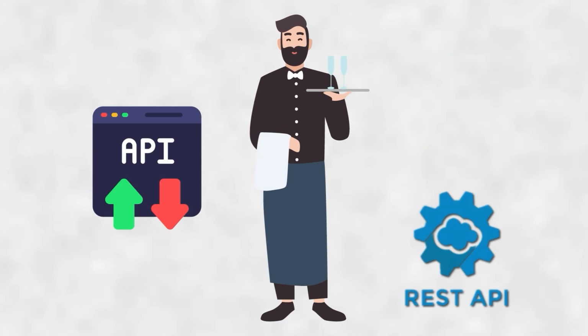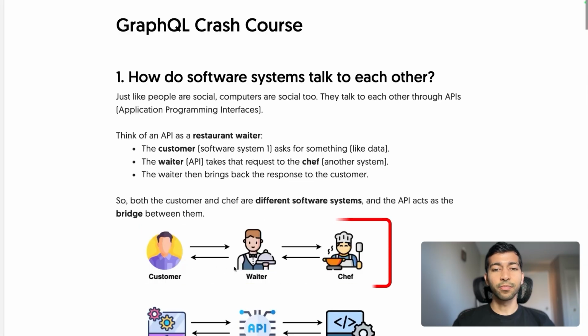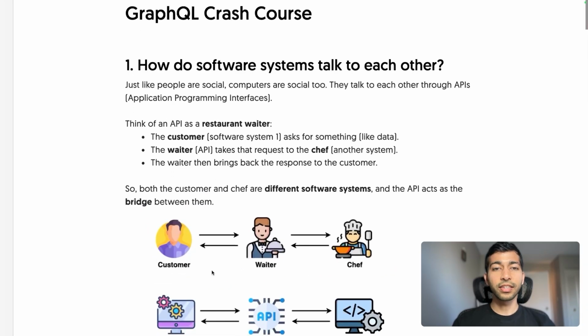So, let's say that API is like a restaurant waiter. Now, if you see in this diagram, the customer says, okay, bring me a particular dish. He conveys that message to the waiter, and then the waiter chats with the chef, and based on that communication, after some time, the waiter brings that food or dish back to the customer. That's how things happen. But all of the communication happens via this waiter. Now, API is very similar to that. We have two different software systems and they chat with each other via this API, which is like a waiter.